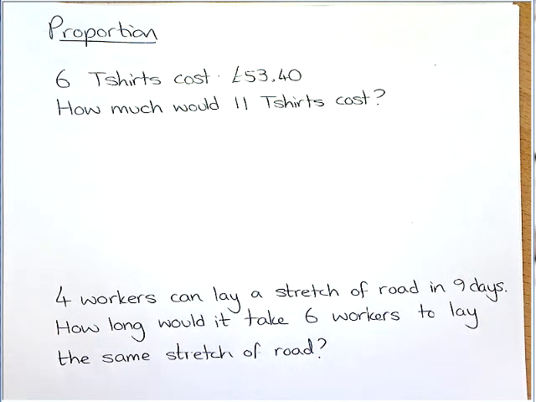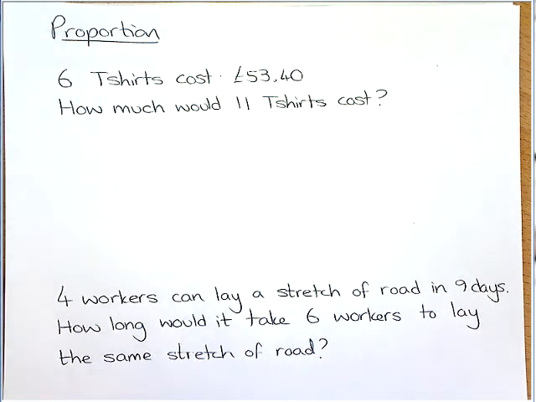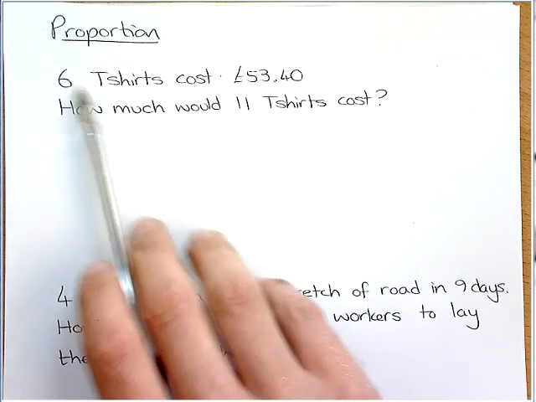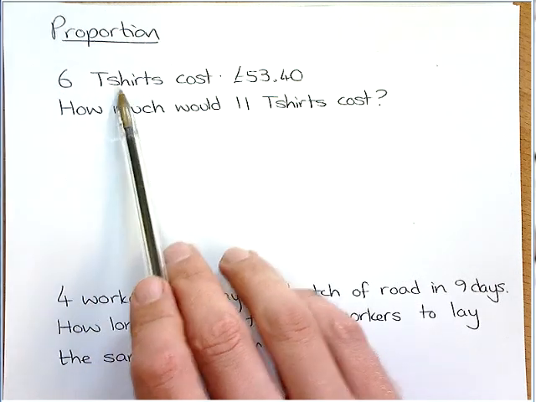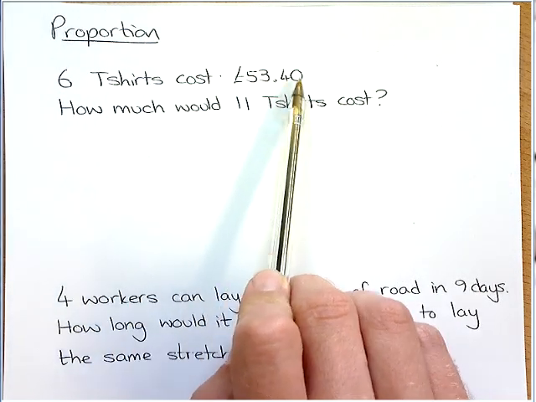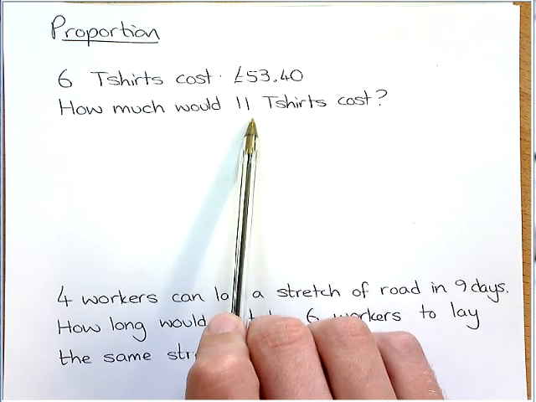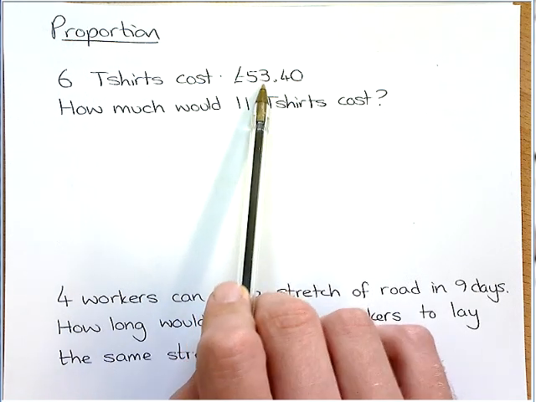In the last video we had a look at ratio, and now this goes hand in hand with ratio. It's called proportion. Basically you've just got to read the question and understand them. So 6 t-shirts cost £53.40 and we're asked the cost of 11. So of course this is going to go up.